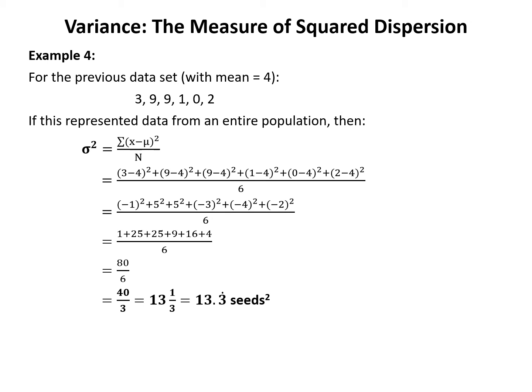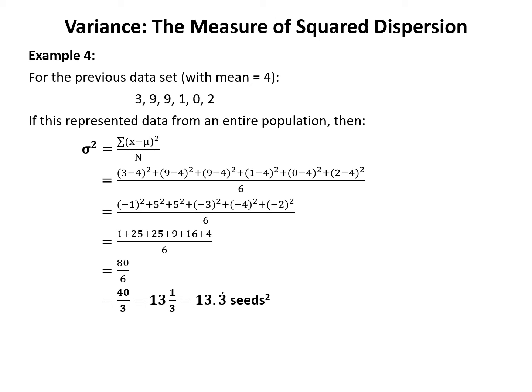In example 4, we look at the previous data set, where we calculated the mean to be 4. And if this data set is considered to be a population, we calculate the population variance using the formula discussed previously. So what we do, we can see here, is we are going to add up, for each value, the square of the difference between the value and the mean, and then we divide by the population size, which is 6.